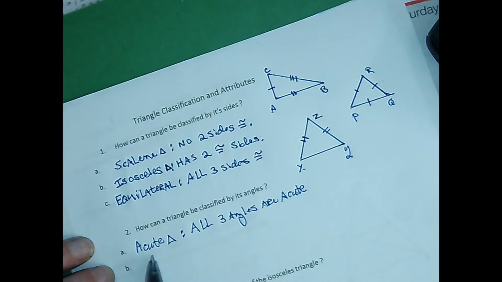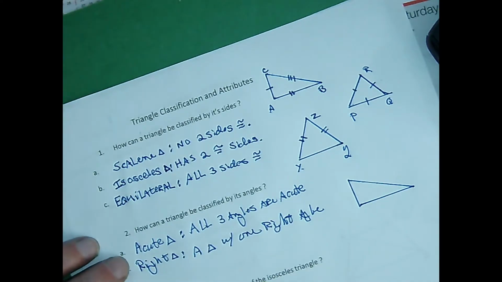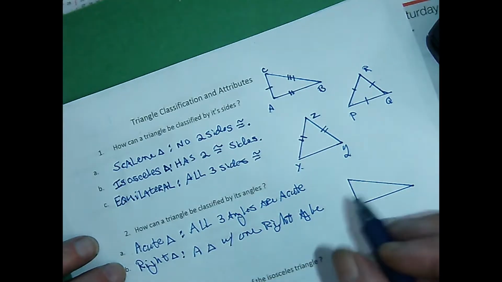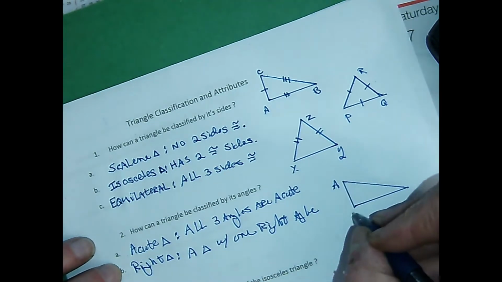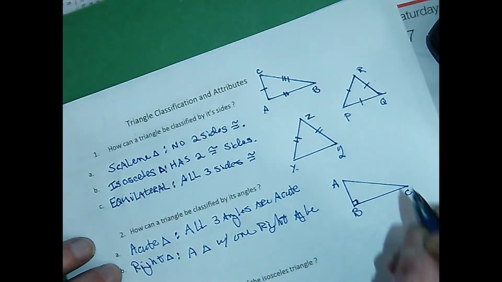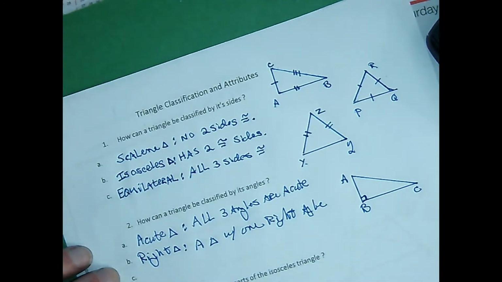If a triangle weren't acute and we were trying to classify it by its angles, what else could happen? A triangle could be a right triangle. And a right triangle is a triangle with one right angle. If I wanted this triangle ABC to be considered a right triangle, I probably ought to put a mark like that so you would know that angle B is a right angle. Therefore, we'd know that this is a right triangle.